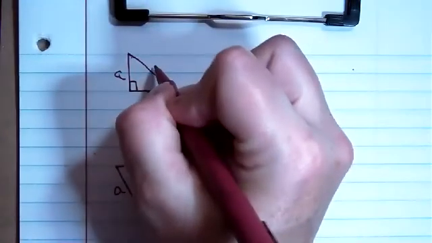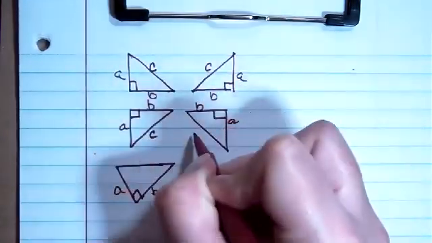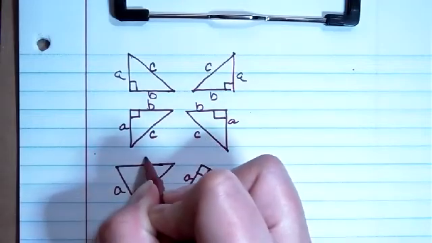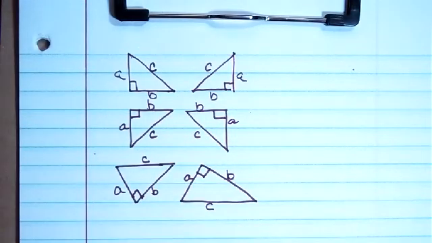You have to make sure this side that's not part of the right angle, the side that's not one of the sides of the right angle, is C. A and B, you can mix them up and it's not going to change your answer. You just have to have C in the right spot.